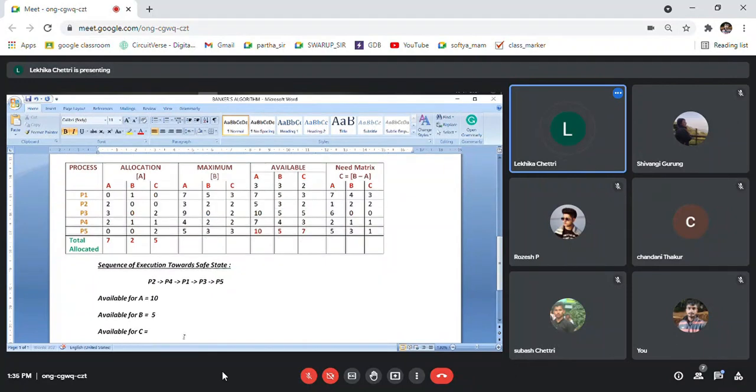Okay. What is available from C now? 7. So I can say that at this moment, your total resources that your system had, all the time, if I have to say how many resources it had all together, I can say 10, 5, 7, right? So now A has 10, B has 5, C has 7.